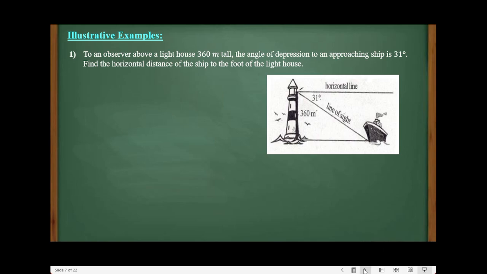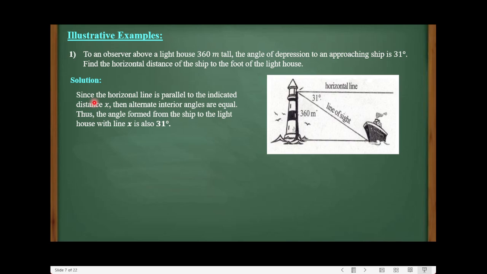Now for our solution, since the horizontal line is parallel to the indicated distance x, actually this is x, then recalling the principles of parallelism in your previous mathematics subject, it follows that the alternate interior angles are equal. Therefore, if this is your 31 degrees, the angle from the ship is also 31 degrees. So it means the angle formed from the ship to the lighthouse with the line x is also 31 degrees. The line x is this one.